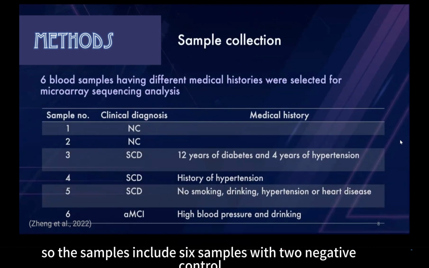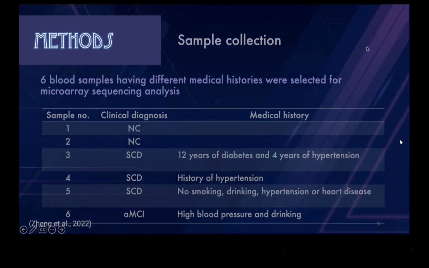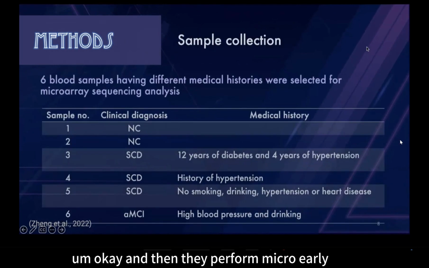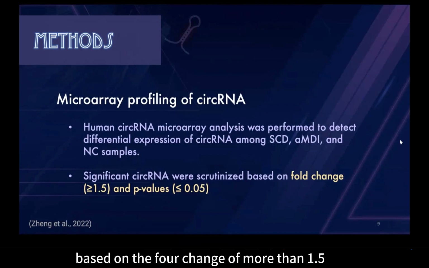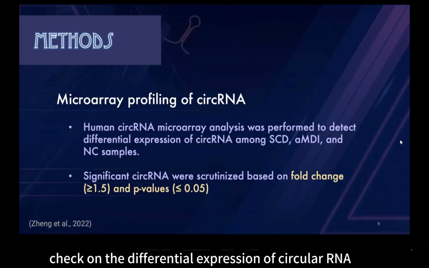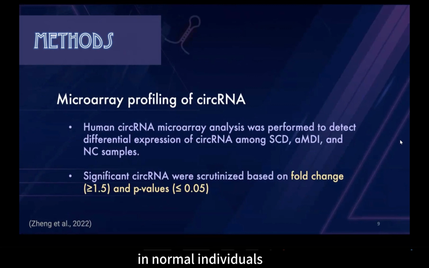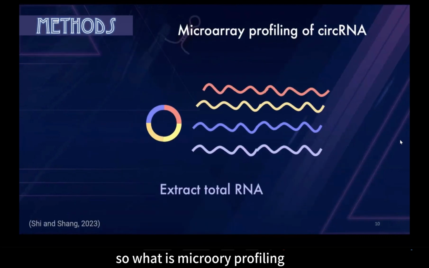The samples include 6 samples from patients, with 2 negative controls, 3 SCD, and 1 AMCI sample. Then they performed microarray profiling of the circular RNA, in which they scrutinized the circular RNA based on a fold change of more than 1.5 and a p-value of 0.05. This means they checked the differential expression of circular RNA in normal individuals as compared to SCD and AMCI patients. So what is microarray profiling?